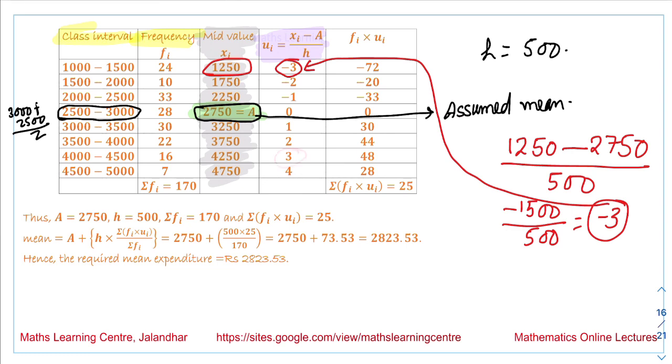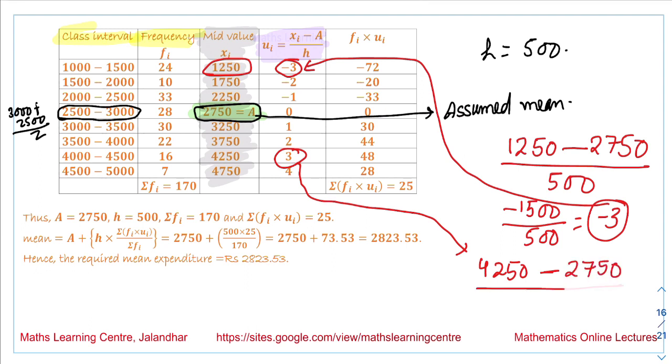Suppose I am talking about this value 3. So how are we obtaining this value? It is 4250 minus the assumed mean we have, 2750, divided by 500. The answer we are getting is 1500 by 500, and the value we are getting is 3. So like this we have to calculate all these ui's using these class marks.